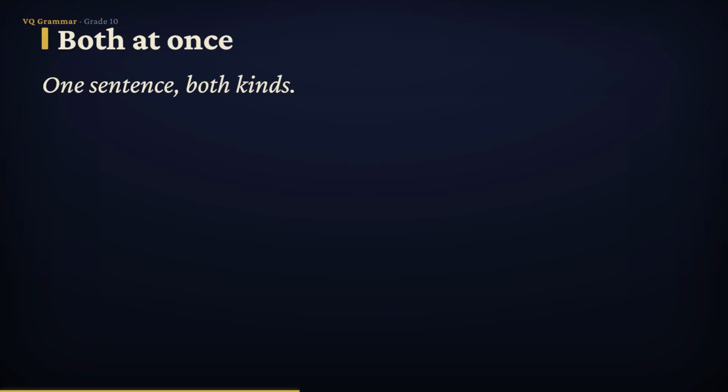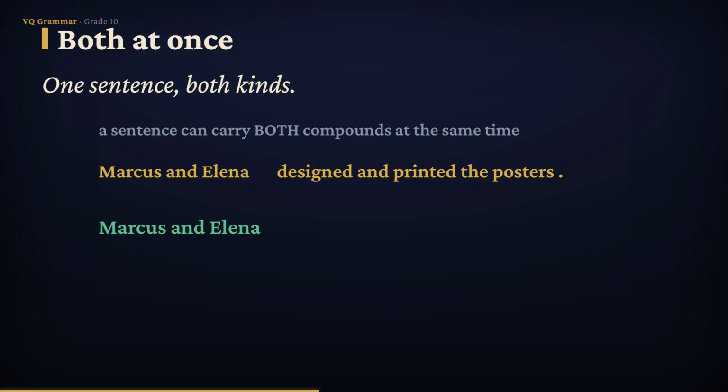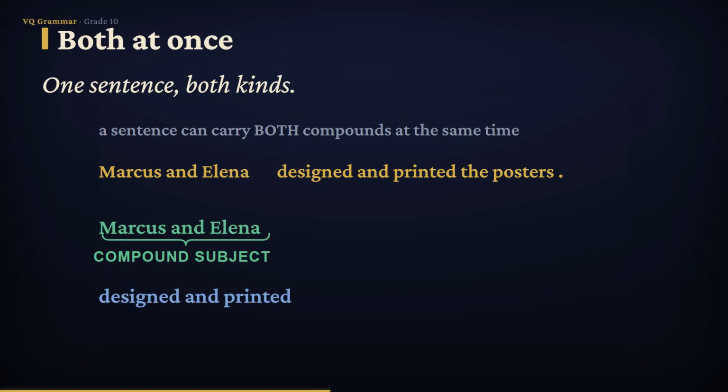Here comes the sentence that ties the whole lesson together, because it does both things at once. Marcus and Elena designed and printed the posters. Let's pull it apart slowly. First, who did it? Marcus and Elena. That is a compound subject, two people sharing the work. Now, what did they do? They designed and they printed. And that is a compound predicate, two verbs leaning on the same subject.